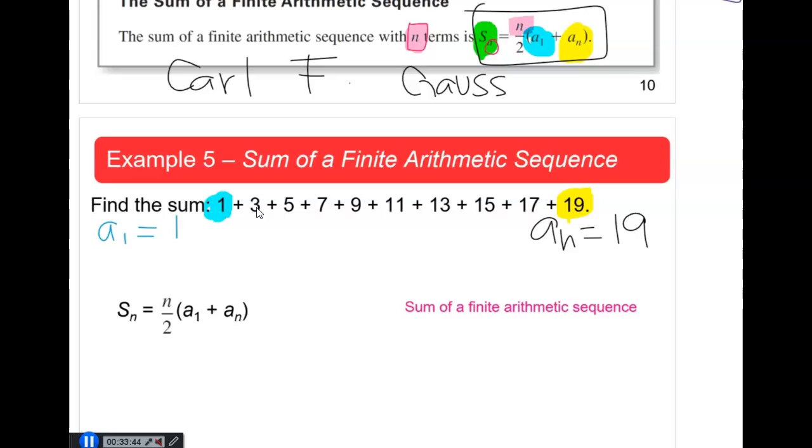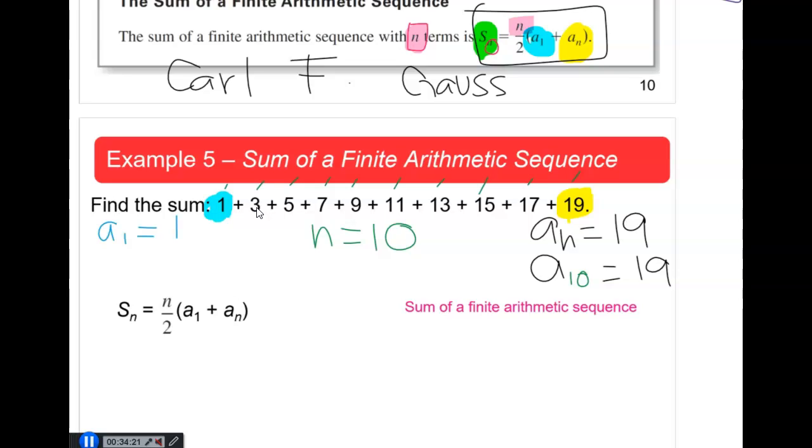In fact, instead of calling it a sub n, I should actually find what n is equal to. So to find what n is equal to, we need to count how many terms we have. So we have 1, 2, 3, 4, 5, 6, 7, 8, 9, 10. So n is equal to 10. It's not 19. 19 is the last term. So in fact, 10 is the little subscript for this term. So the 10th term happens to be 19.